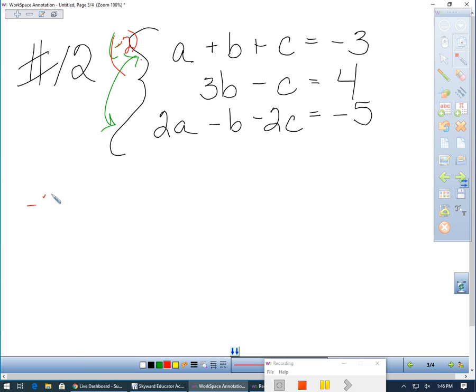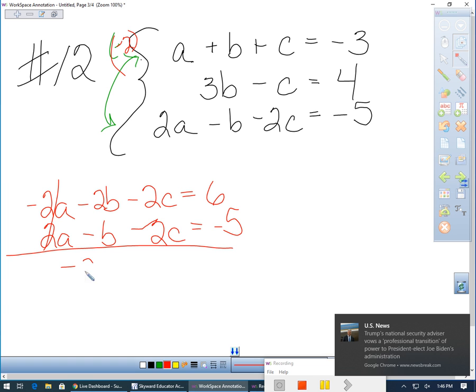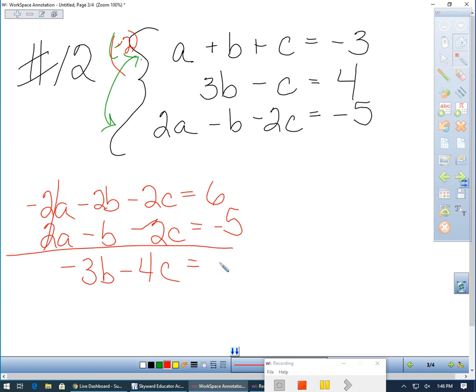We're going to get negative 2a, negative 2b, negative 2c equals positive 6. The third equation then I'm just going to write down. 2a minus b minus 2c equals negative 5. Adding these together, my a's drop out. Negative 3b. Keep going. Good. So this is an equation that doesn't have an a in it. You also have this equation that doesn't have an a in it.